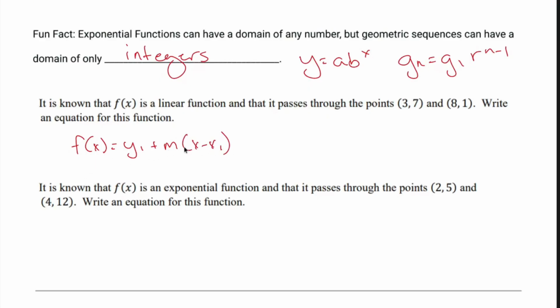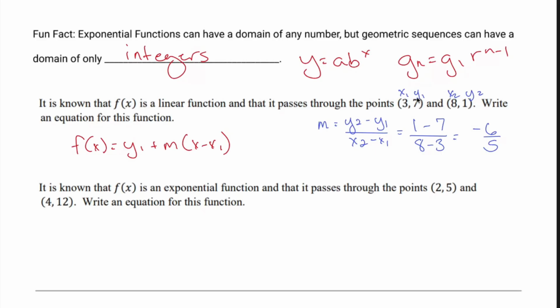What I need first is my slope, which I don't have. I have 2 points. How do I find the slope? I use the slope formula. So I'll call you x sub 1, y sub 1, x sub 2, y sub 2. The slope formula is m equals y sub 2 minus y sub 1 over x sub 2 minus x sub 1. We called y sub 2 1, we called y sub 1 7, so 1 minus 7. We called x sub 2 8, and x sub 1 3. So this gives you negative 6 over positive 5, so negative 6 over 5. So that's my m, negative 6 over 5.